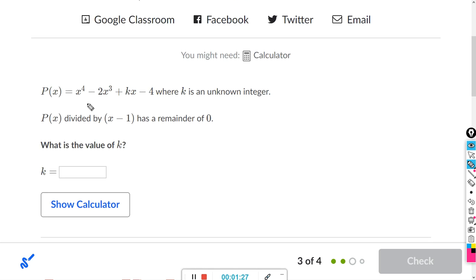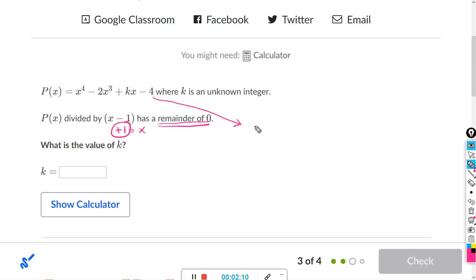Okay, so we have our polynomial here where k is an unknown integer. P of x divided by x minus 1 has a remainder of 0. What is the value of k? Since we're dividing p of x by x minus 1, you want to plug in +1 in place of x. The remainder equals 0, so the whole thing should equal 0 when we plug in +1. So let's do that.